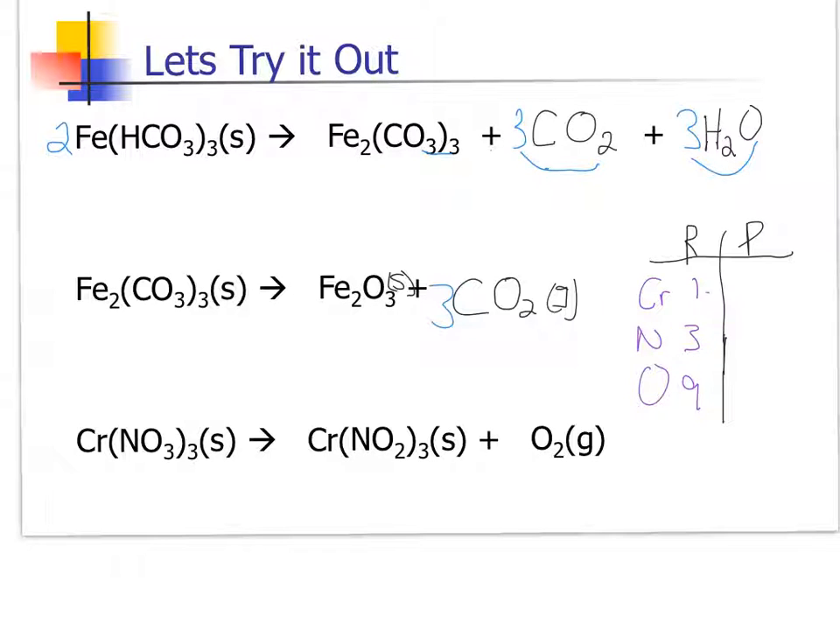Now on the product side, I have chromium is 1, my nitrogen is 3 still. Well, isn't that just nice? And I now have oxygen at 6 plus 2 is 8. Now, we have to use one of our little tactics that we can use to our advantage. What times 2 would actually give me 9, or allow me to have 9? Well, 1.5 would actually work, because then we would have 3 on that side there. But I can't use 1.5.